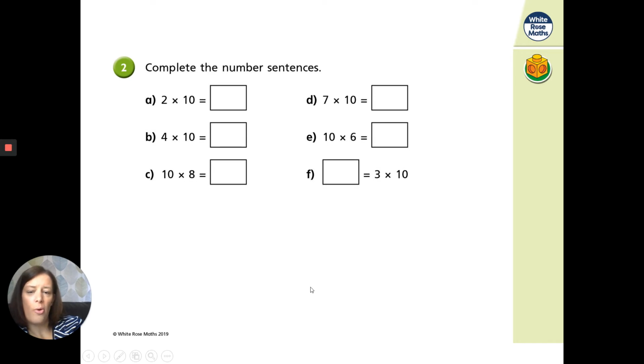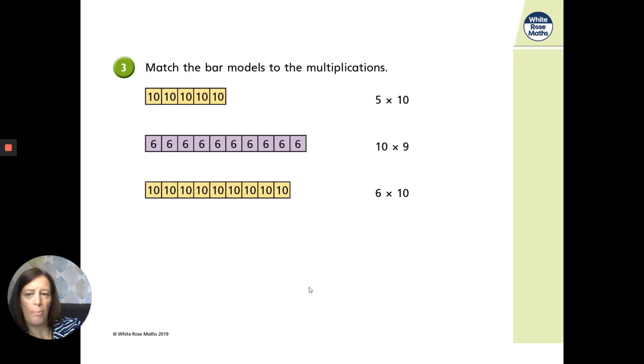Okay, let's check our answers. 2 multiplied by 10 is 20. 4 multiplied by 10 is 40. 10 multiplied by 8 is 80. 7 multiplied by 10 is 70. 10 multiplied by 6 is 60. And 3 multiplied by 10 is 30. Hopefully you got all of those right. Well done with those. Let's keep going.